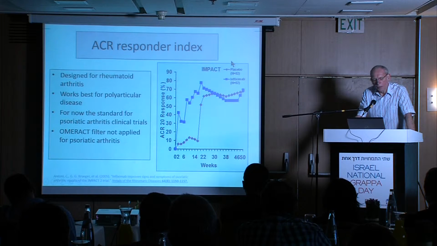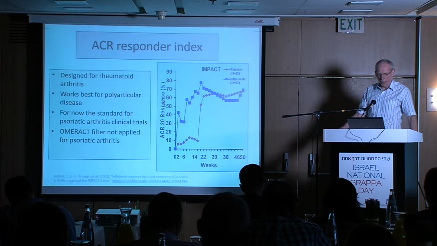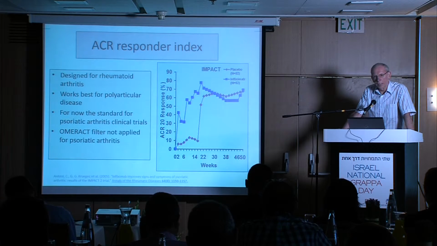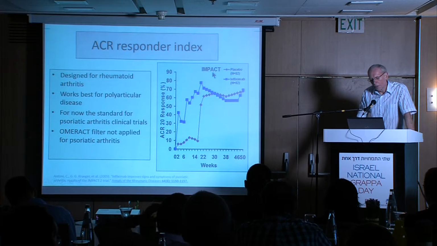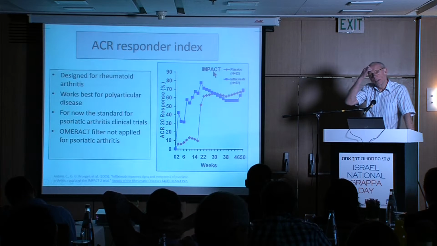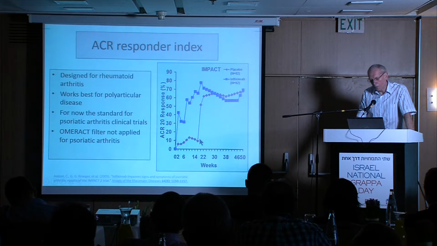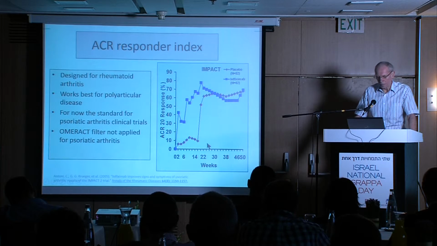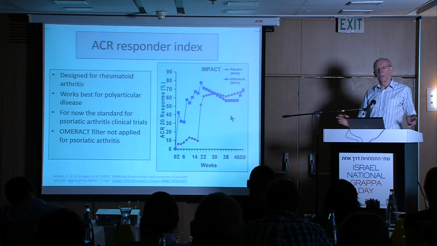Now, the ACR responder index was designed for rheumatoid arthritis. It works best for people with polyarticular disease, and it's unfortunately the standard for psoriatic arthritis clinical trials. It's never been through the OMERACT filter. This is data from one of the first interventional TNF studies in psoriatic arthritis, and you can see that to separate placebo from active drug, the measure works very well. But don't forget, these were people who did have polyarticular rheumatoid-like disease.